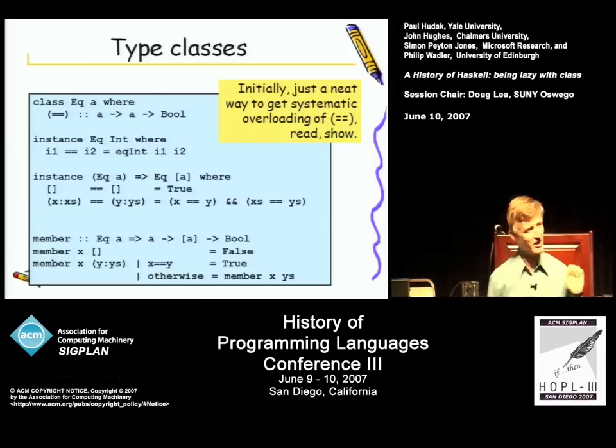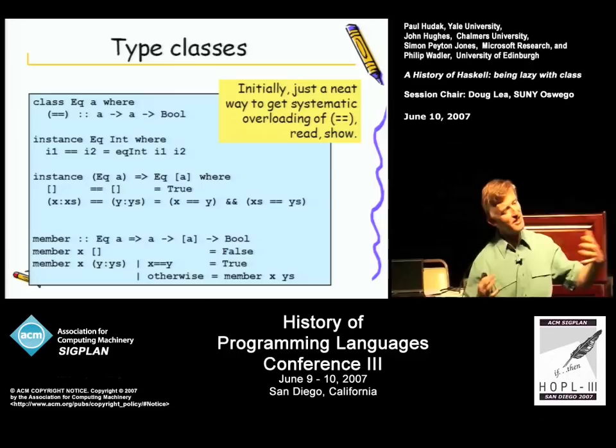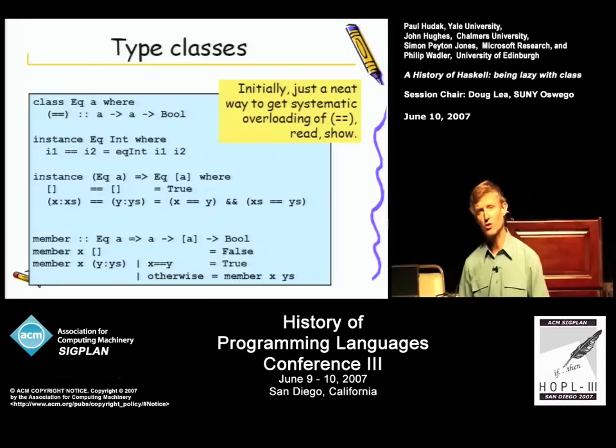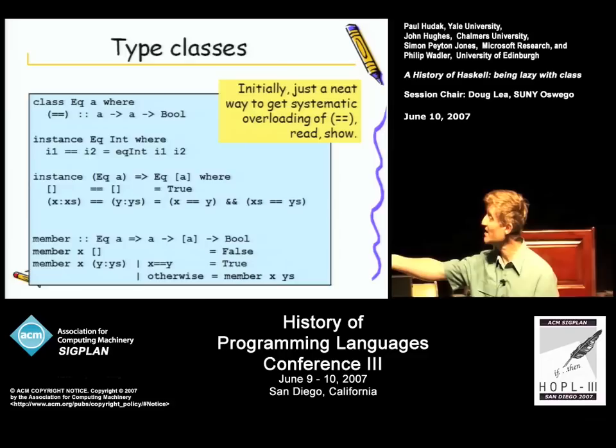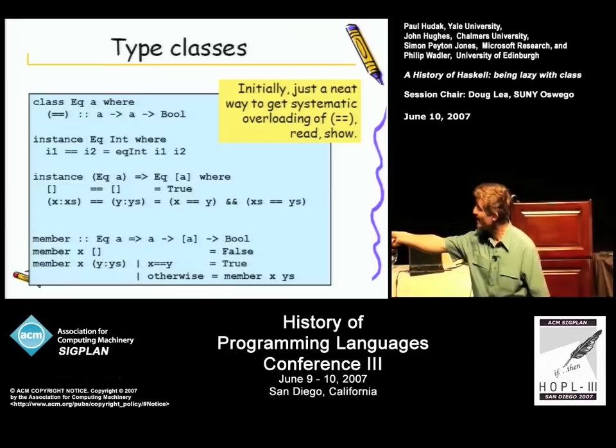This is not the same as a class in an object-oriented language. You should think of this as saying a type A lies in class Eq if it has an equality method whose type is A to A to Bool. Then we can declare that the type Int does indeed lie in the class Eq by witnessing that there is an equality method, namely the primitive equality on integers. And we can say that the list type, square brackets in Haskell meaning list, is an equality type if A is an equality type. So if A is an equality type, then list A is an equality type. And here is the witness: the equality on lists, which uses, on its right-hand side, the equality on elements, as well as recursively using the equality on lists.